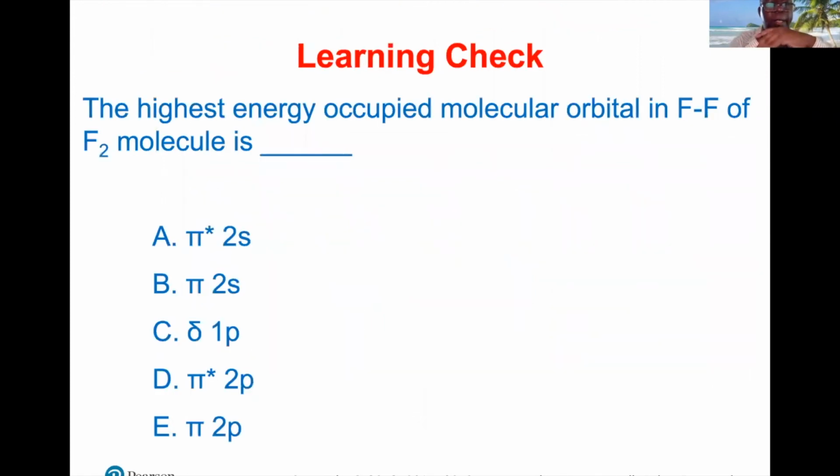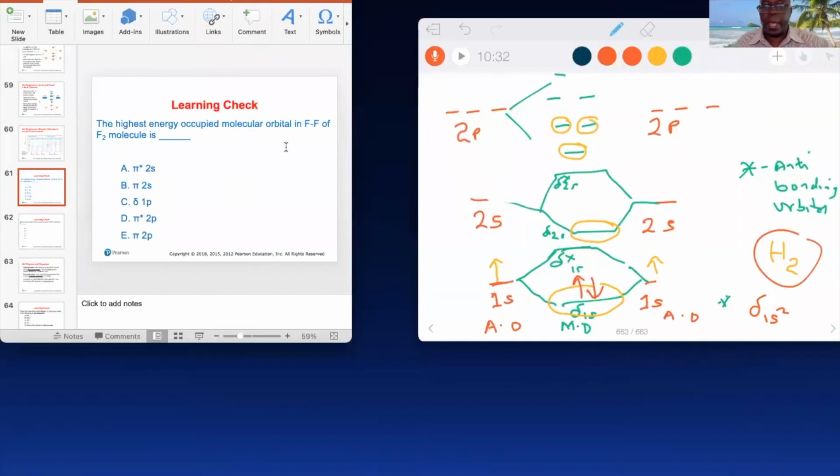Let's see. The highest occupied molecular orbital, HOMO, in fluorine. Fluorine is what? I'm going to skip this and see how we can have that. All right. Fluorine has 9 electrons. Let's just use this. So 1, 2, 3, 4, 5, 6, 7, 8.